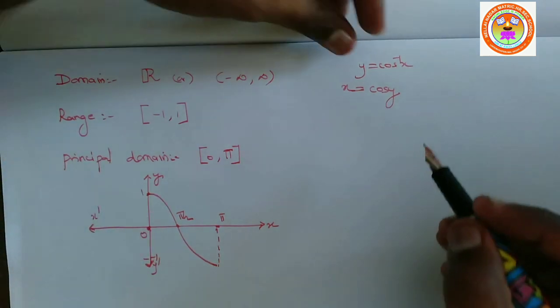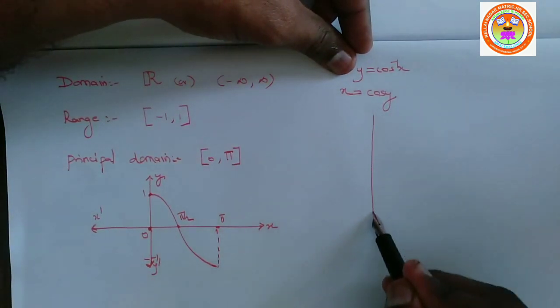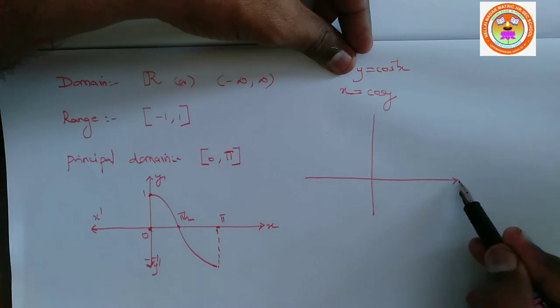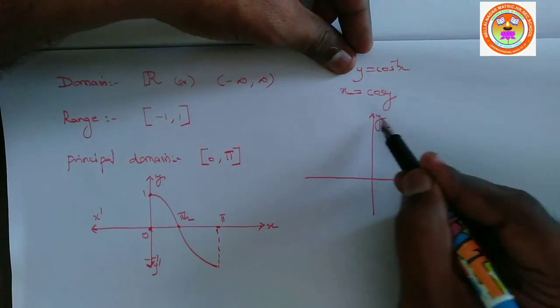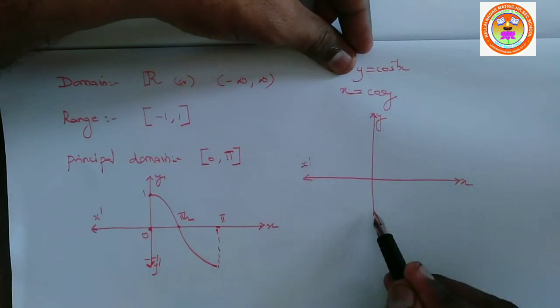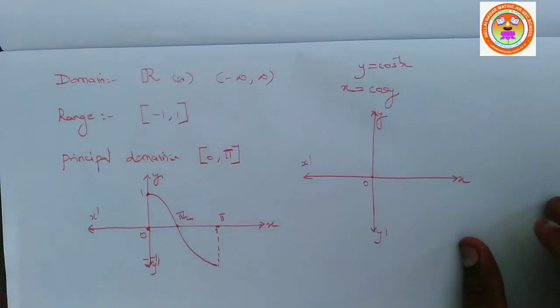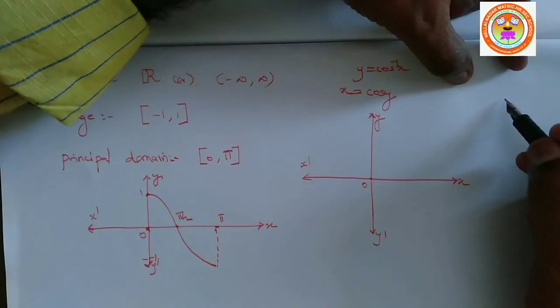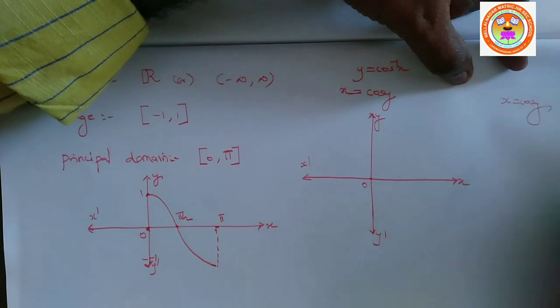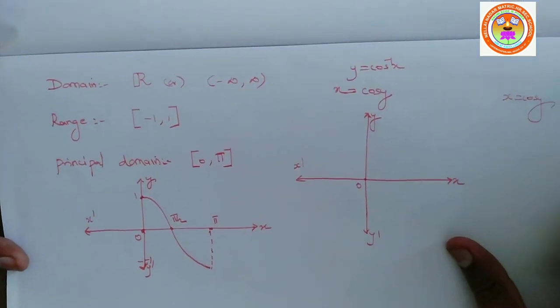Now I need to draw the diagram for this. This is going to be our x, y, x dash and y dash. This is origin O. Therefore, x is equal to cos y. We can take y is equal to cos inverse of x, so x is equal to cos y. Using principal domain only, listen carefully.